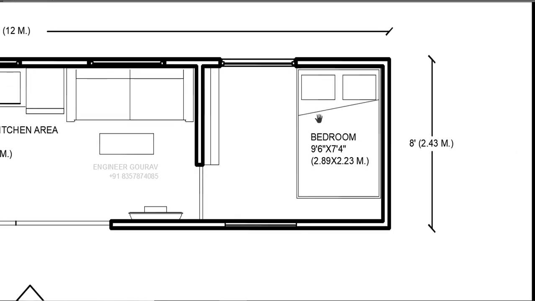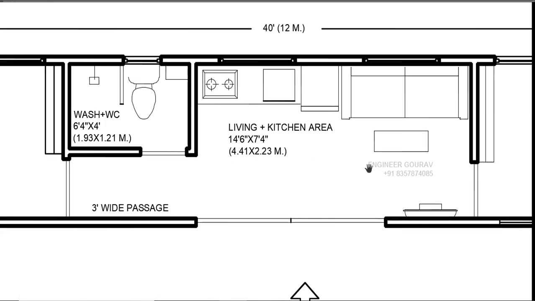You can see here the bed arrangement, wardrobe arrangement, and two large size windows for ventilation and light purpose of the room. And if we go on the left side, so we have a 3 feet wide passage here, and on the right side we have a common use washroom plus water closet with wash basin, water closet and the shower area, and we have a ventilator for ventilation of this washroom.